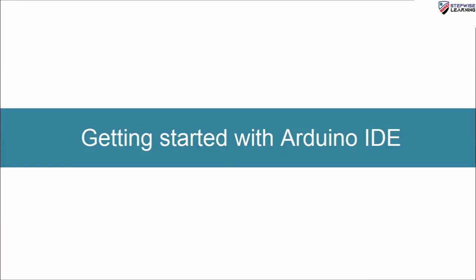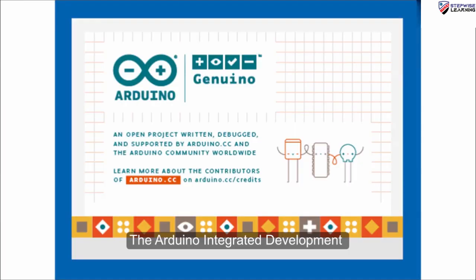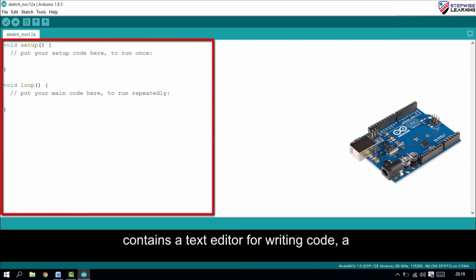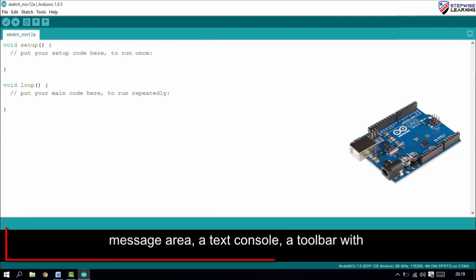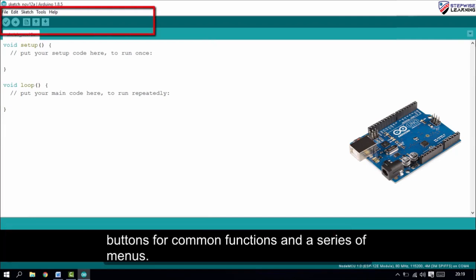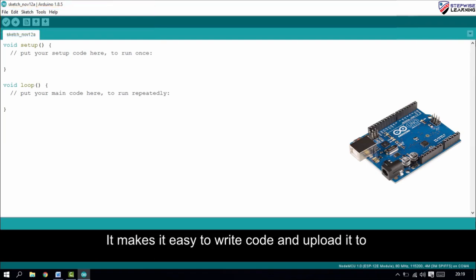Getting started with Arduino IDE. The Arduino Integrated Development Environment, or Arduino software, contains a text editor for writing code, a message area, a text console, a toolbar with buttons for common functions, and a series of menus. It makes it easy to write code and upload it to the board.